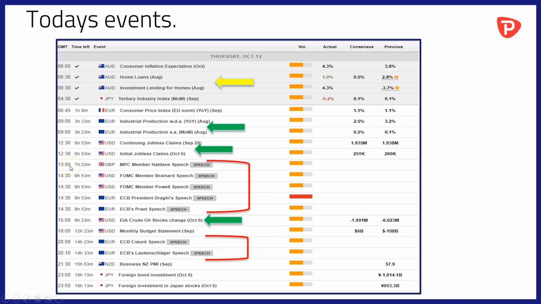And then the central bank speeches start. At 1300 GMT we get Andy Haldane from the Bank of England. And following on from that, FOMC members Brainard and Powell speaking at 14:30, at the same time as Mario Draghi, President of the ECB, speaking at 14:30 GMT. And also one of his colleagues, Mr. Praet, speaking at 14:30 GMT as well. Sandwiched between the central bank speeches, crude inventories data at 3 o'clock from the States, monthly budgetary statements from the USA at 1800 GMT, and then the ECB's Coeure and Lautenschlager speaking at 8 o'clock and 2010 GMT respectively.